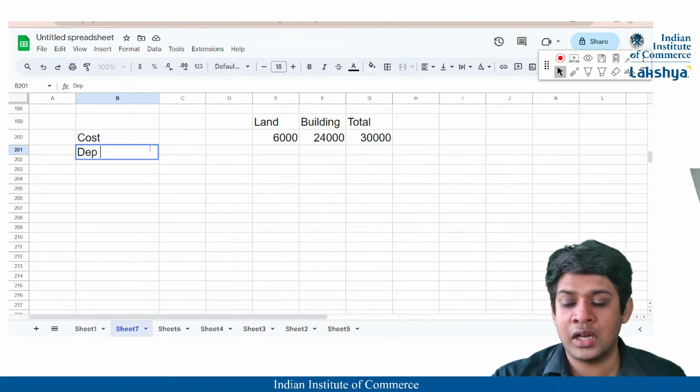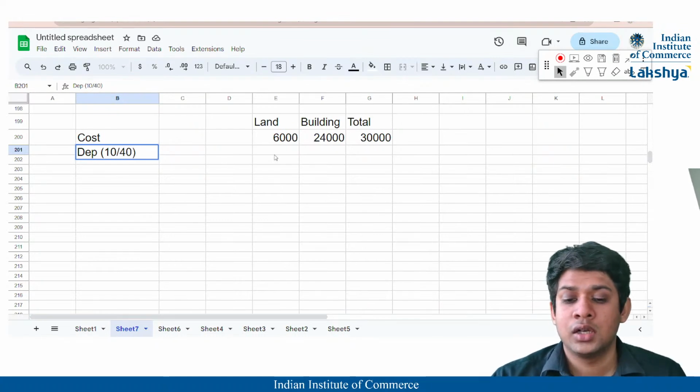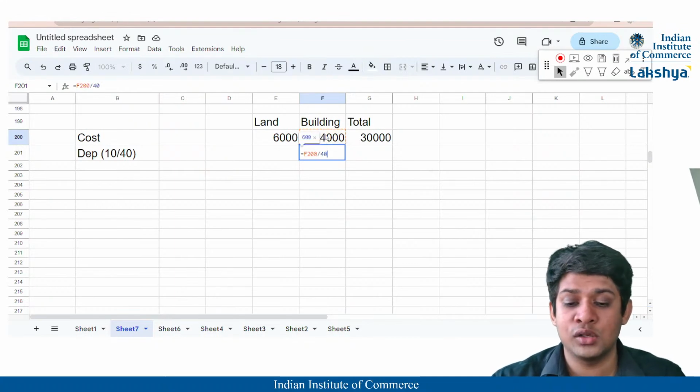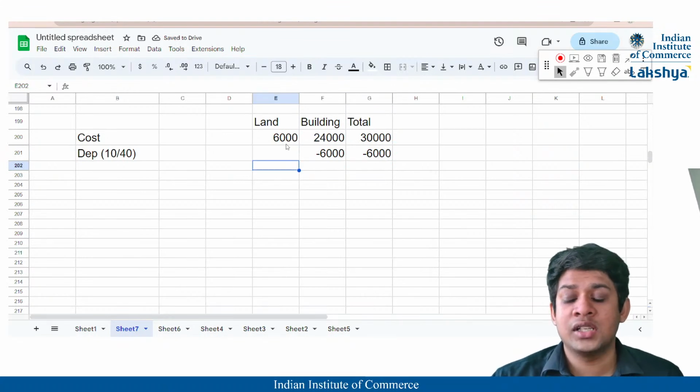So I will charge depreciation of 10 years. Correct? Depreciation of 10 years divided by total useful life of 40 years. And the depreciation will only be charged to the building. Lands are never depreciated, guys. Always remember that, because lands have an indefinite useful life. Lands can be used forever, right? Land cannot be depreciated. Only the buildings are to be depreciated. So building will be 24,000 divided by 40-year useful life into 10 years of depreciation, or you can just take into 10 divided by 40. So the depreciation will thus be 6,000. Correct? My depreciation is 6,000.